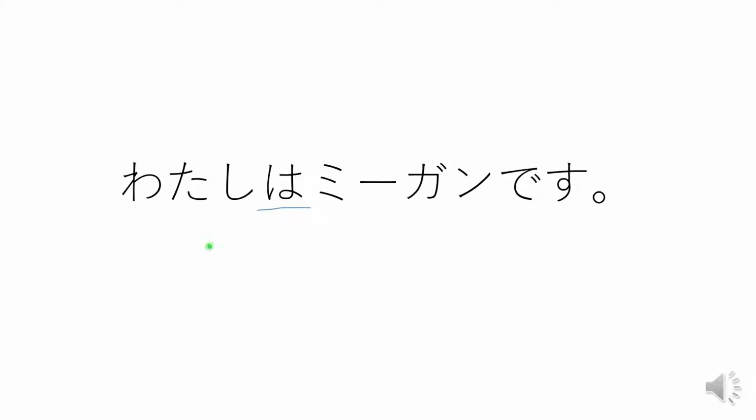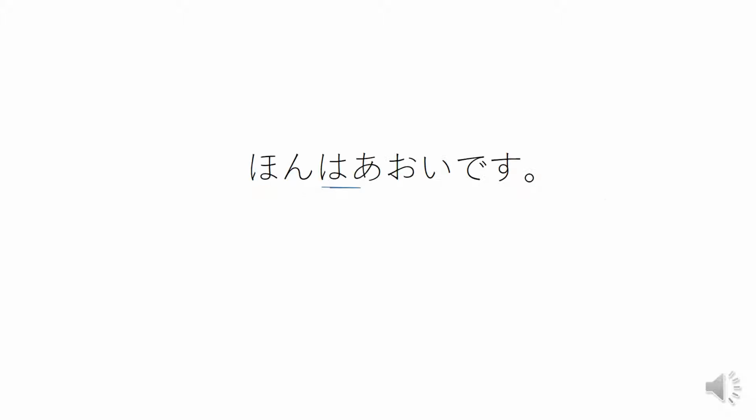However, the topic of the sentence, or what the sentence is about, isn't always watashi. For example, it can be hon. Hon wa aoi desu. So the book is blue. So the topic of the sentence, what the sentence is about, is the book. The sentence isn't about blue. Otherwise, we'd have to say blue is a book, and that doesn't make sense. However, it's hon wa aoi desu. So the book is blue.